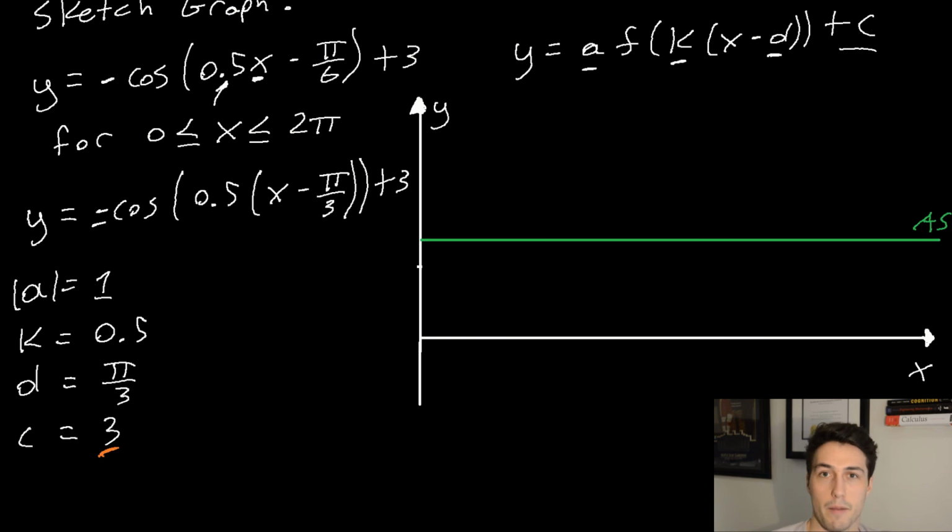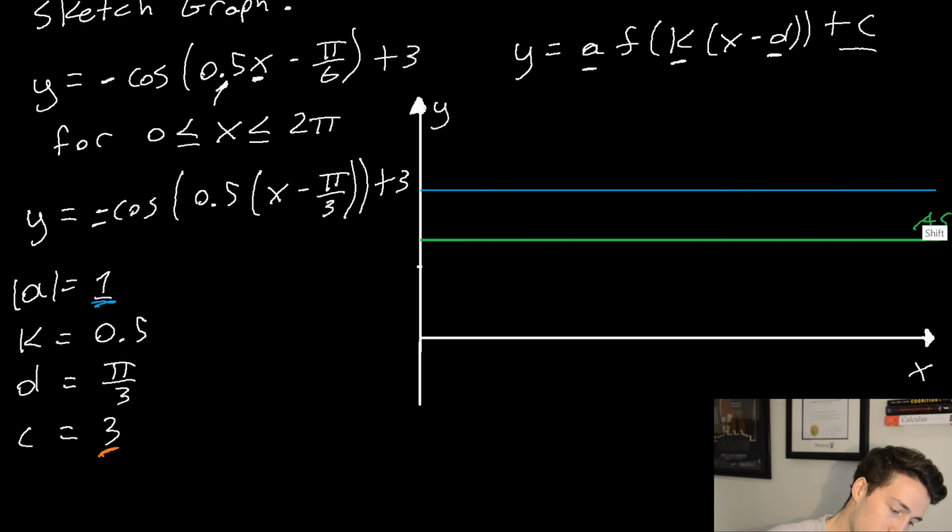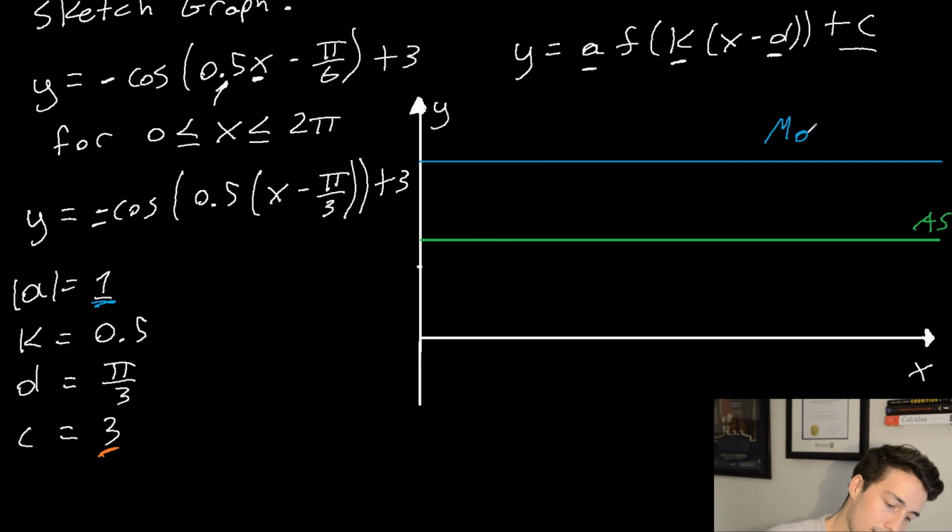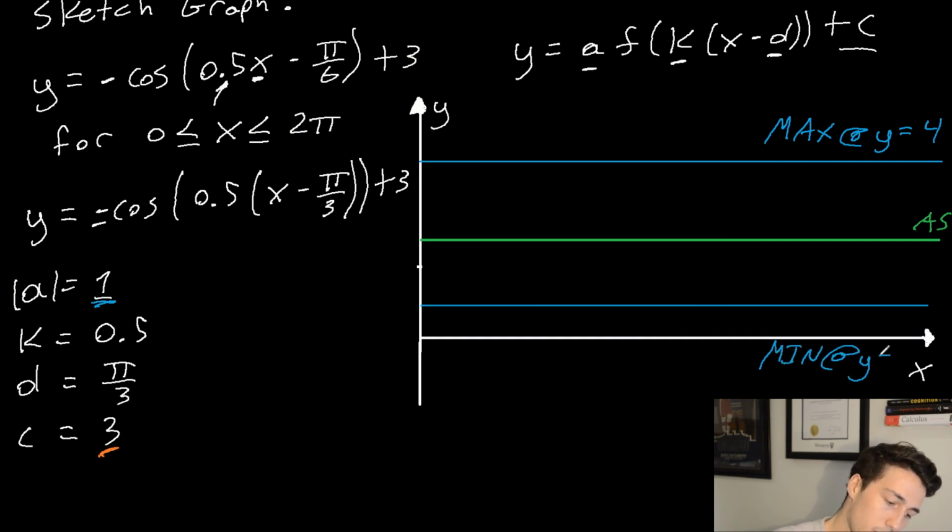Next, I'm going to plot our minimum and maximum, and that's determined by this amplitude value, this A value. Here, we're going to have an amplitude of 1, so it's going to be 1 above the axis of symmetry. So that's going to be like this. I'll make it a bit higher up. So this is a max at y is equal to 4, and the minimum is going to be below that, like this. So this minimum will be at y is equal to 2. And the axis of symmetry, I should have said this, is y is equal to 3.